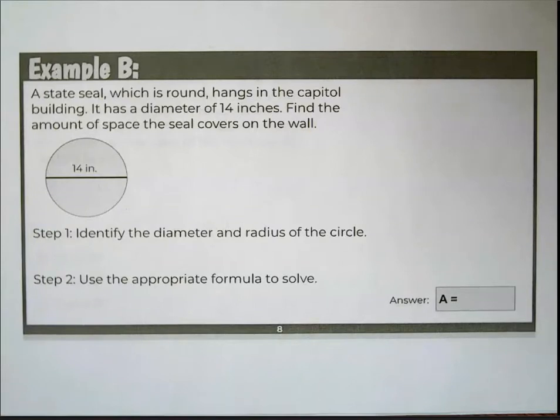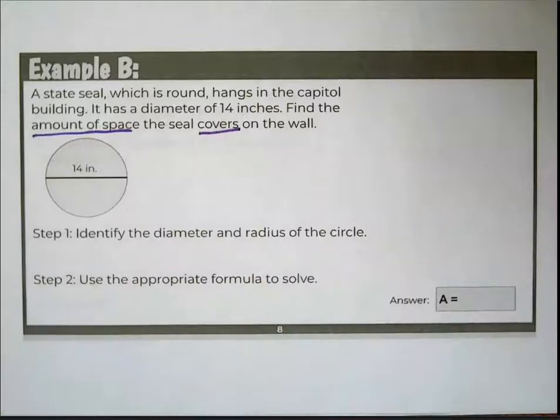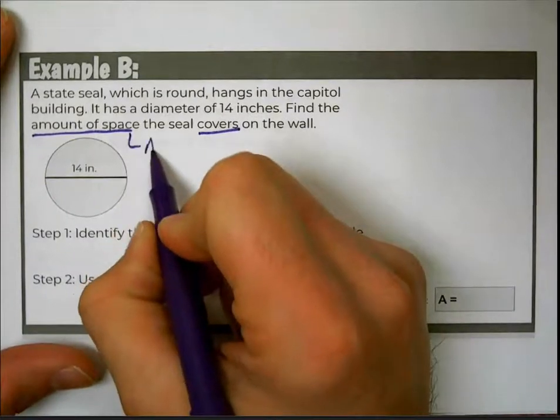Okay, in this word problem, they don't use the word area. They don't come out and say find the area. They say find the amount of space that the seal covers. Okay, remember, those are key words. Those are big clues that you are trying to find area.